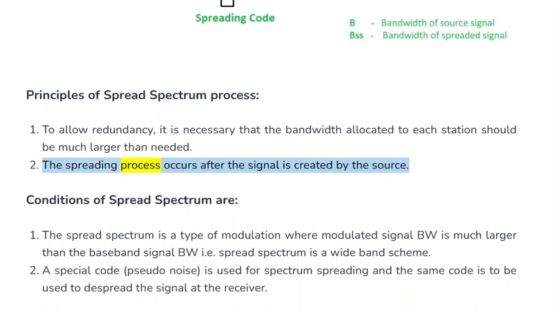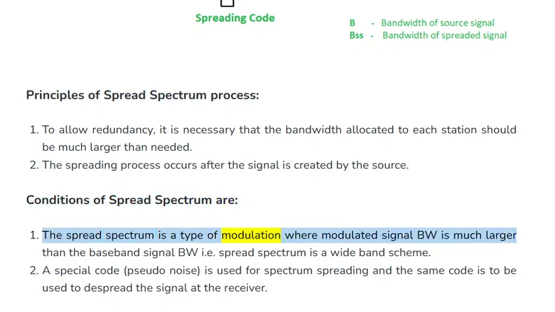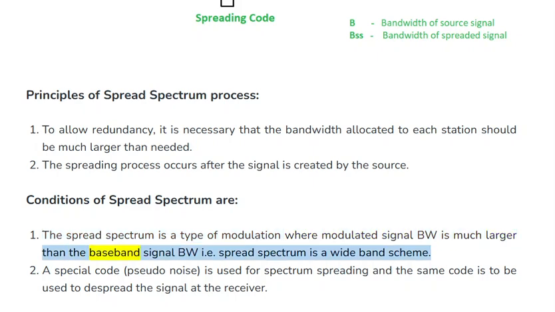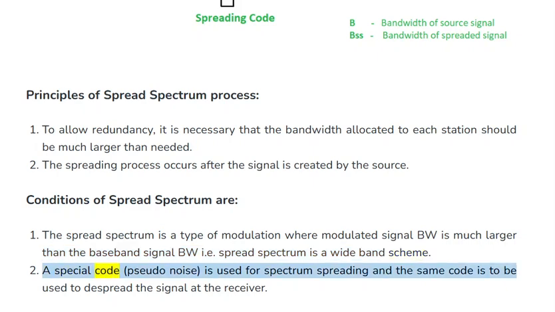The spreading process occurs after the signal is created by the source. Conditions of spread spectrum are: spread spectrum is a type of modulation where the modulated signal bandwidth is much larger than the baseband signal bandwidth, i.e. spread spectrum is a wideband scheme. A special code, pseudo-noise, is used for spectrum spreading, and the same code is used to despread the signal at the receiver.